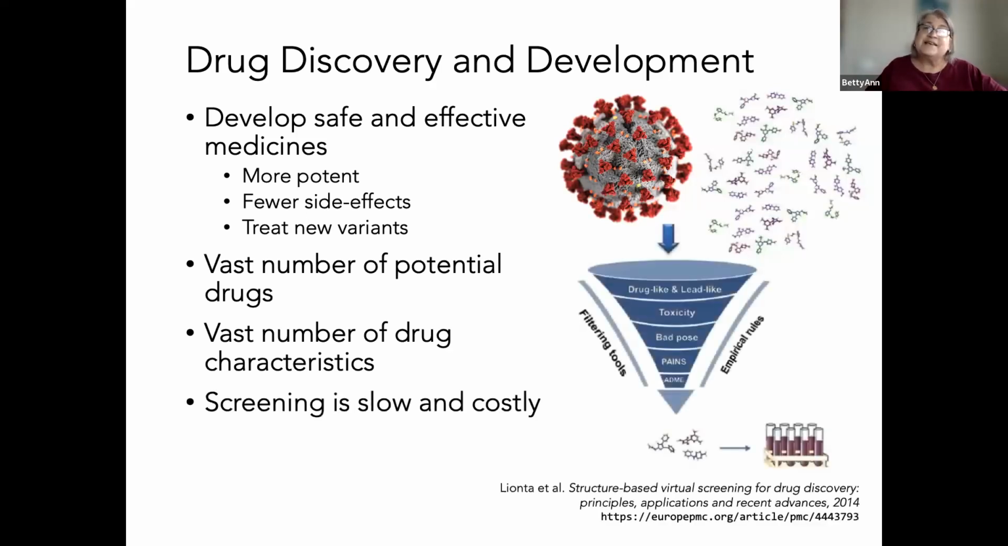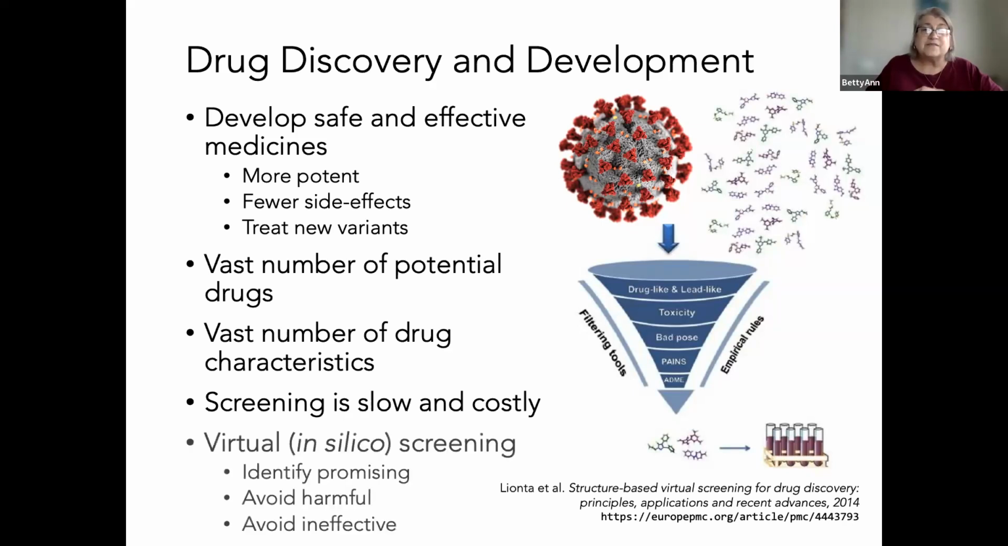But it turns out that trying to figure out what drugs are good, and then what drugs are better than good, is a really slow and costly process. I believe the last I heard, it costs something like $2 million, $3 million, or maybe even $10 million to develop a drug. So it's really quite expensive.